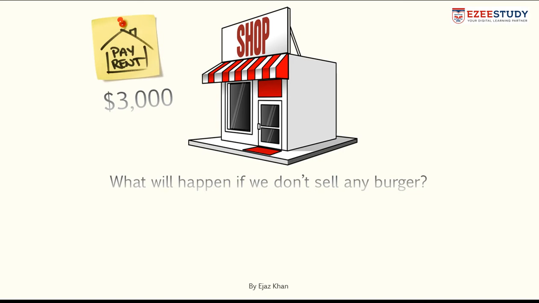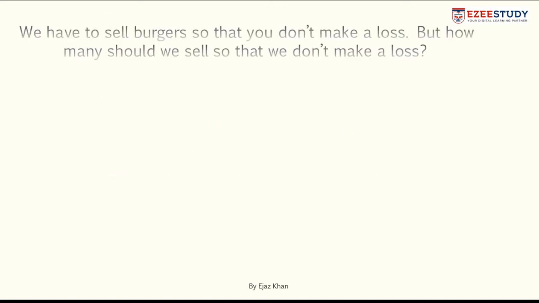And if we don't sell any burger, the whole of the $3,000 will be paid out of our pockets, and that will be the loss to the business. So at zero activity level, there will be a loss of $3,000. So definitely we won't be looking for any loss. We will be trying not to make any loss from our business. So how many units or how many burgers we will be selling if we really want to come out of this loss?